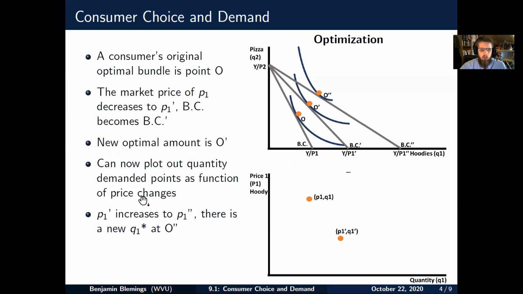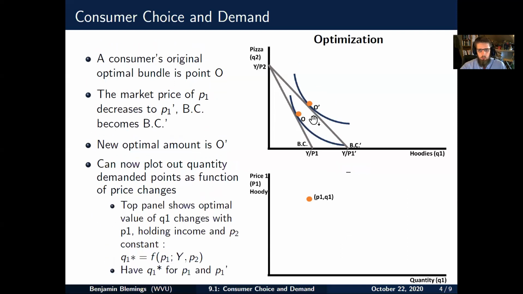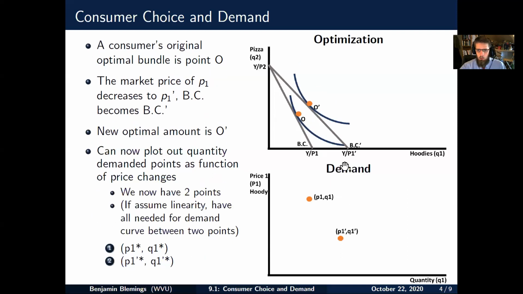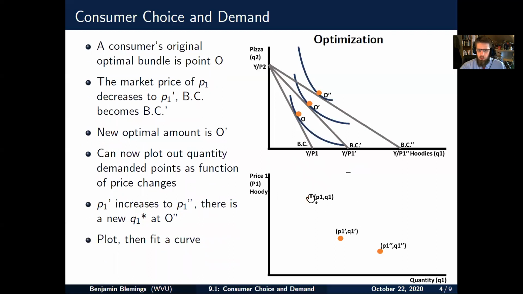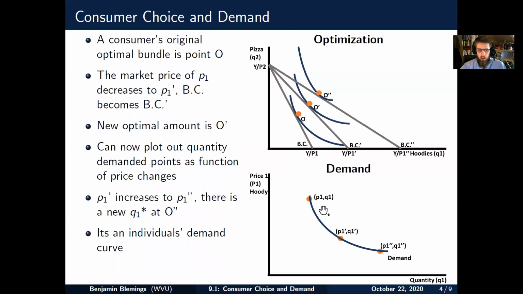And let's say that we have another price increase, so P1 prime increases to P1 double prime. And there's now a new Q1 at O double prime. So now we're buying even more Q1. And so what we have is another point on the demand curve, and we can just fit a curve to that. And you'll notice that this is just the individual's demand curve.